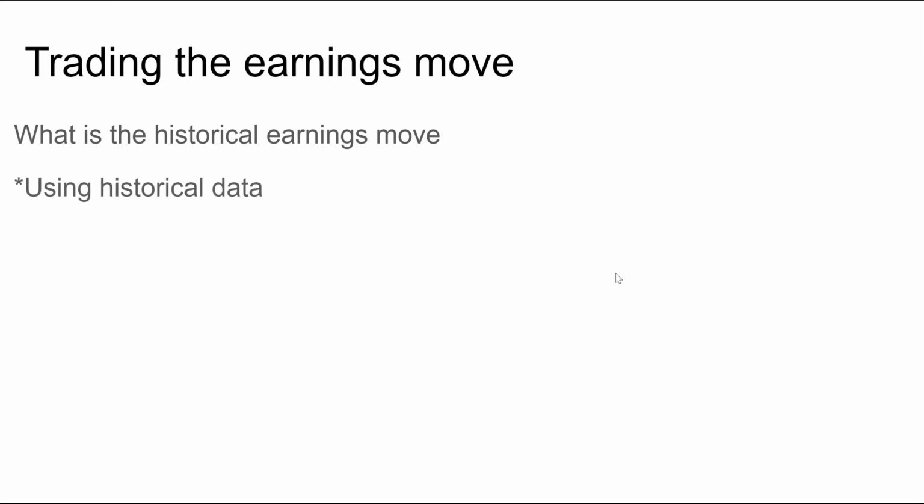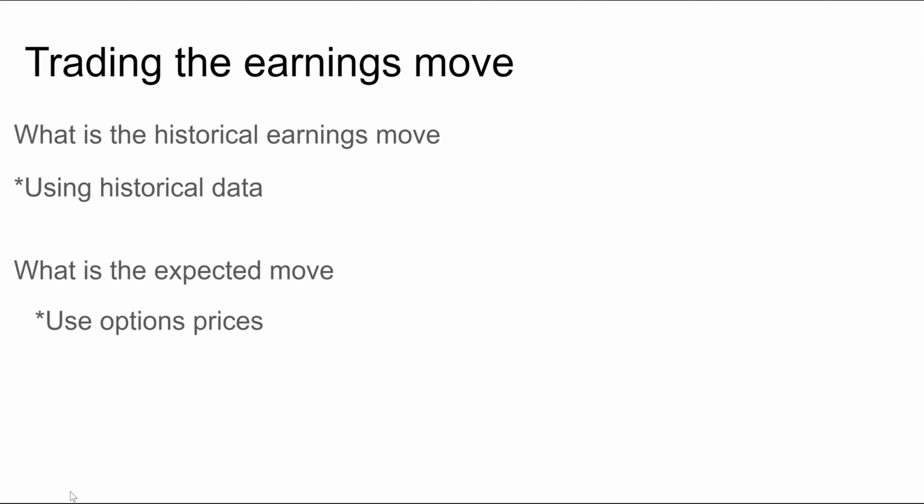In order to trade the earnings move, first we want to compile some data. So the first thing we want to know is what is the historical earnings move. This we're going to use as a benchmark to trade around and to help us calculate our historical odds. And for this, we're going to use our historical data. The next thing we want to know is what is the market's expected move? What are the option prices anticipating the move? So we could compare that to the historical benchmark to see how far away is the next expected move versus the historical benchmark. And for this, we're going to use the option prices.